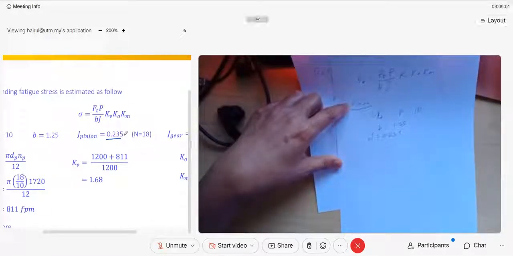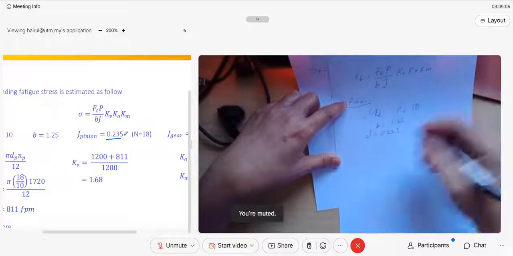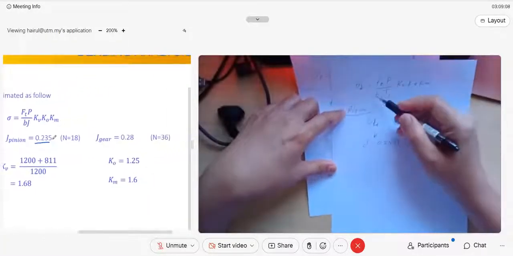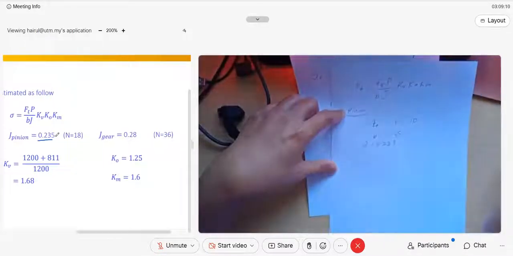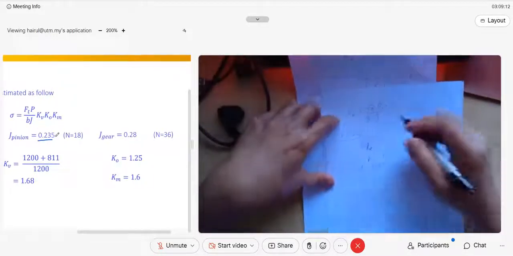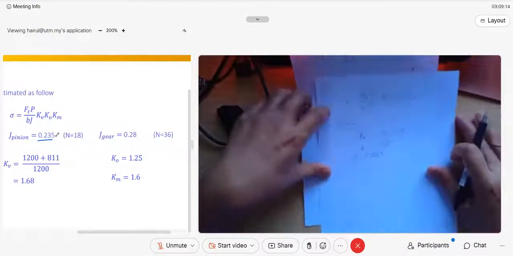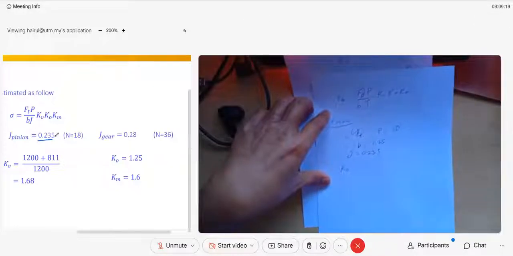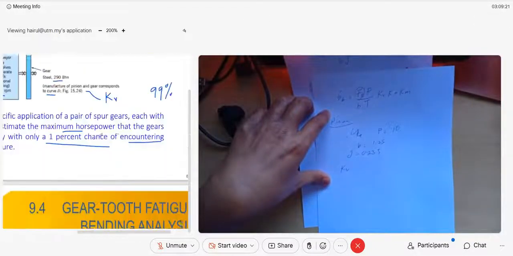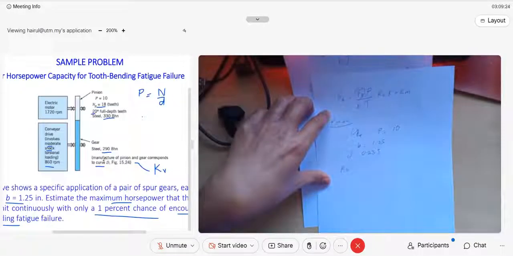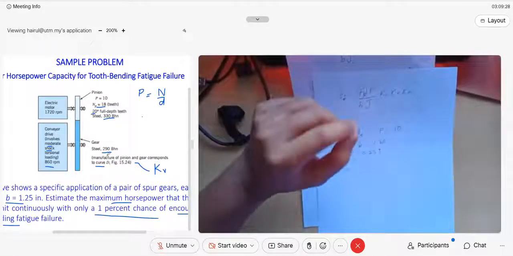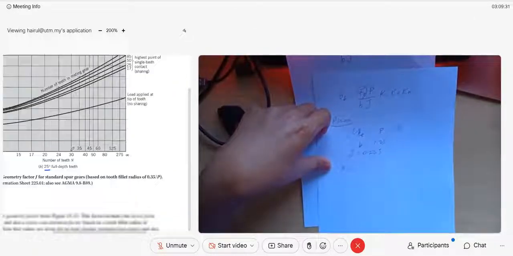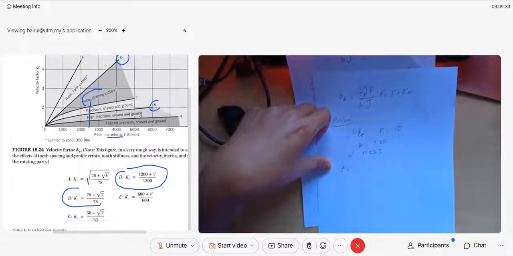Class, are you there? Alright, so we got our P, we got our B is 1.25, J is 0.235 for pinion. The only thing, F tangent, we can find later. Next, KV, the dynamic factor. It is stated to use curve D, the way they manufacture the tooth. If you look at curve D, what is curve D?